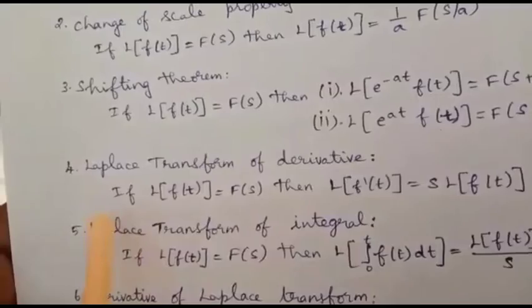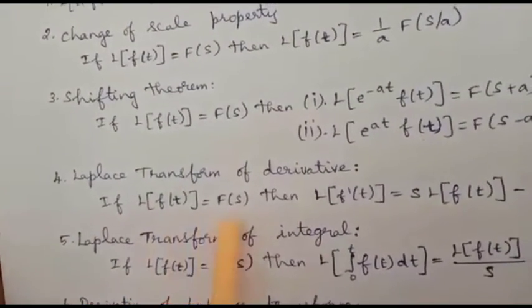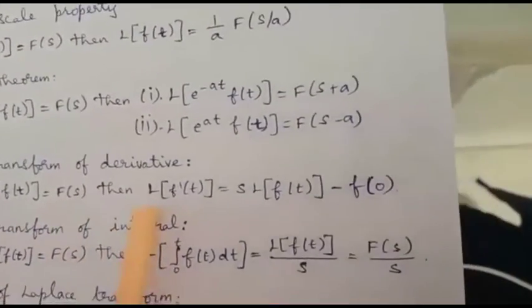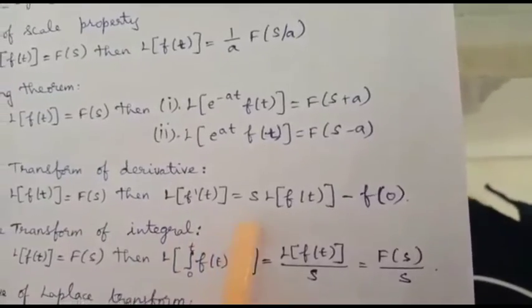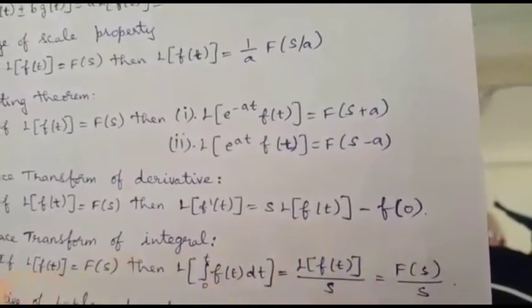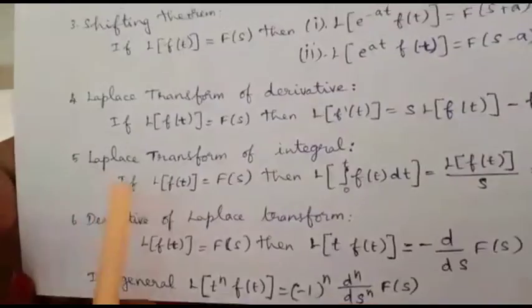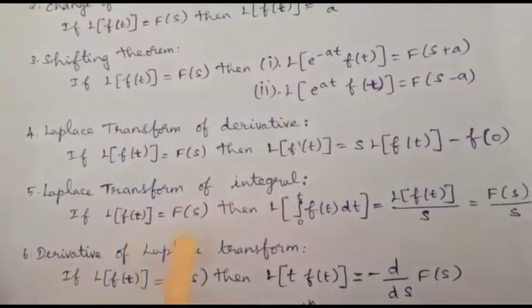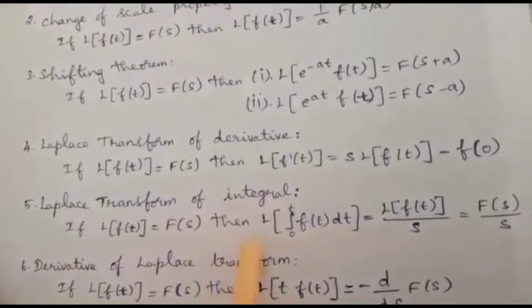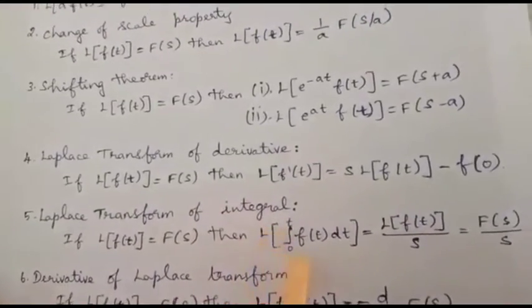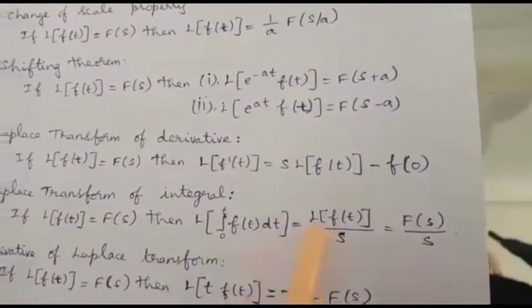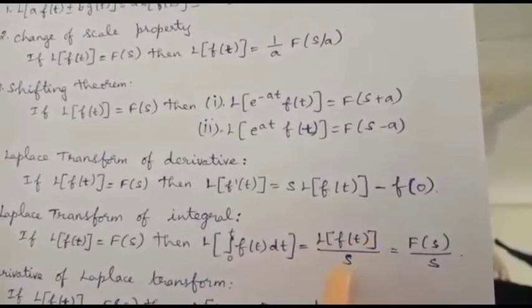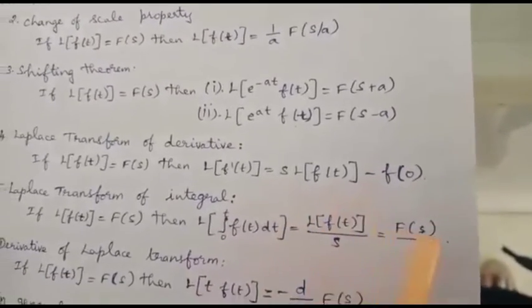Then the fourth property is Laplace transform of derivative. The statement is: if L of f of t equals capital F of s, then L of f dash of t equals s into L of f of t minus f of 0. Then the fifth property is Laplace transform of integral. The statement is: if L of f of t equals capital F of s, then Laplace transform of integral 0 to t f of t dt is equivalent to Laplace transform of f of t divided by s. This L of f of t is rewritten as F of s divided by s.